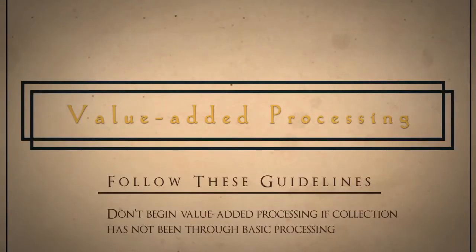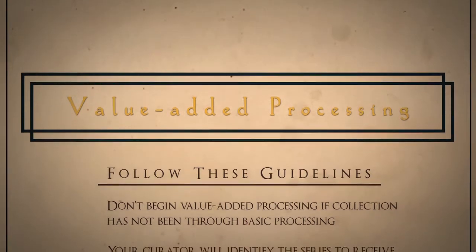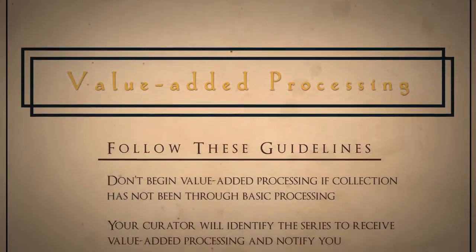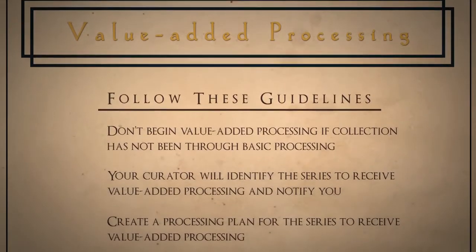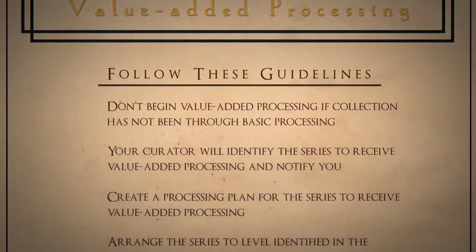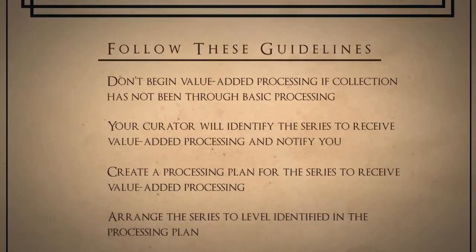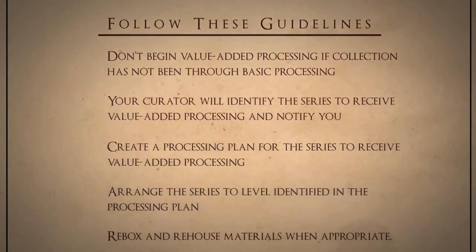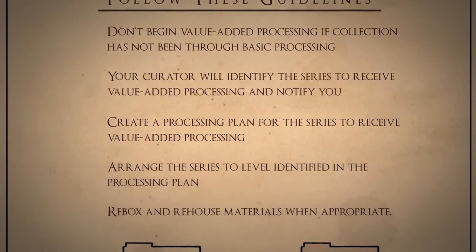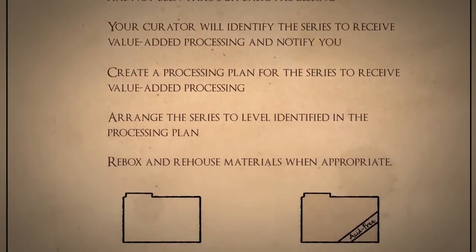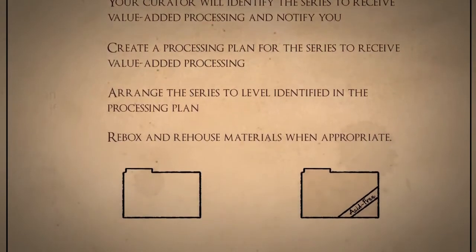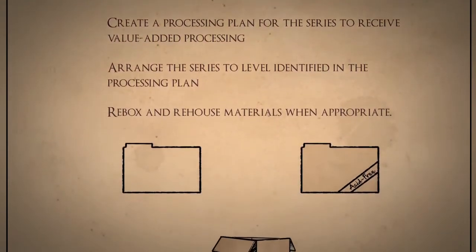Value-added processing involves following these guidelines. Do not begin value-added processing if a collection has not been through basic processing. Your curator will identify the series to receive value-added processing and notify you using Process Maker. Create a processing plan for the series to receive value-added processing. Physically arrange the series to the level identified in the processing plan approved by your curator.